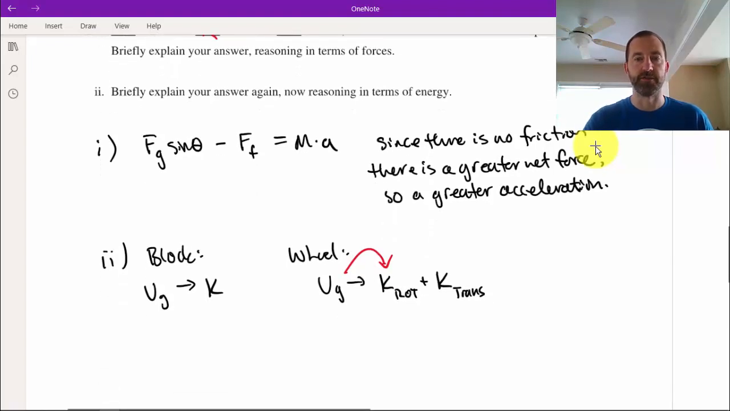So in terms of a paragraph response, you could kind of change that into words, but the big idea is that all of the potential energy goes into linear kinetic energy for the block, but some of the potential energy for the wheel has to go into rotation, so it's not going to go as fast as it gets to the bottom. And that's the problem. What I'm going to do real quick is find out how many points each of these are worth and then go through those.